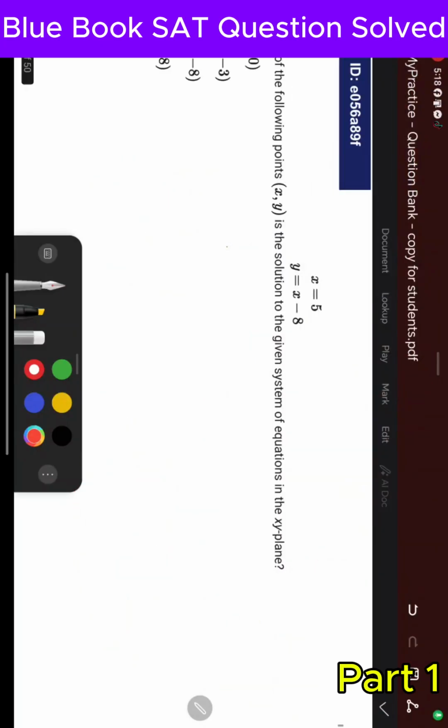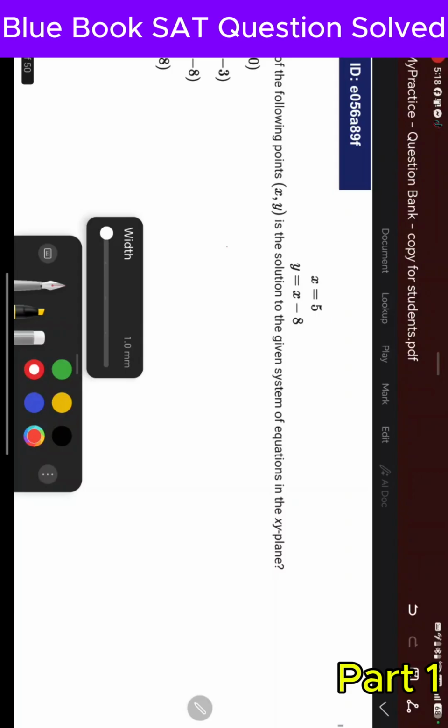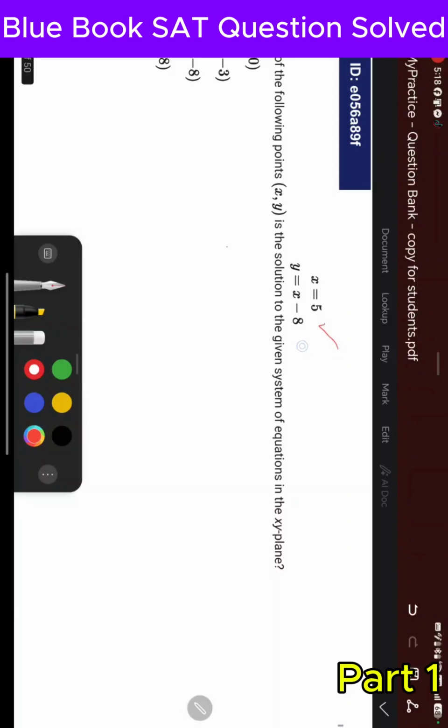In this system of equations, x and y: x we already have as 5, and for y we have y equals 5 minus 8, so y is equal to minus 3. So 5 and minus 3 is the answer.